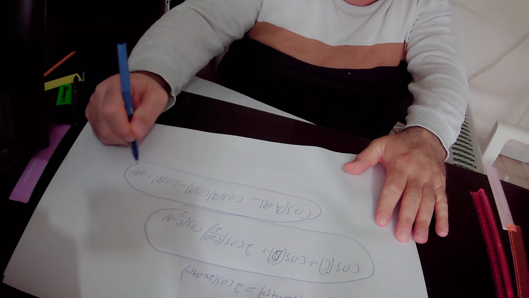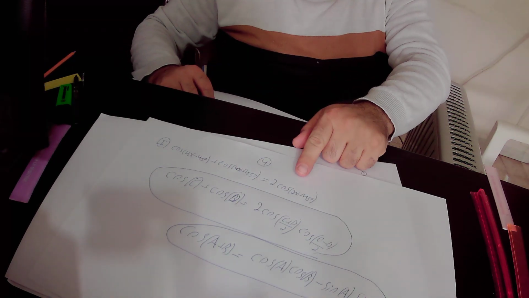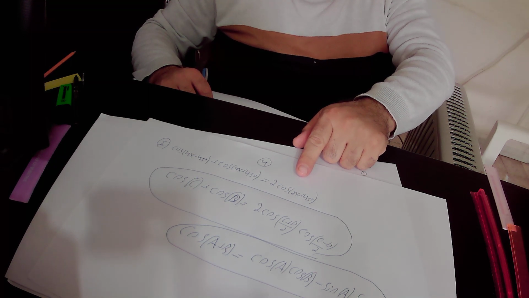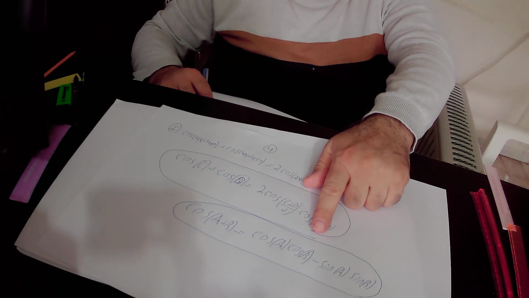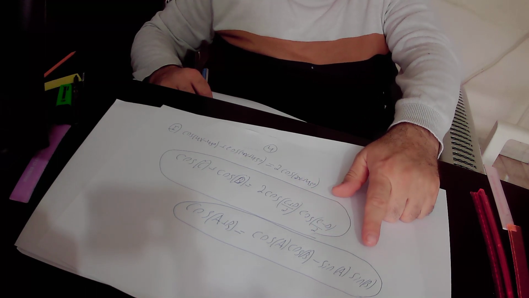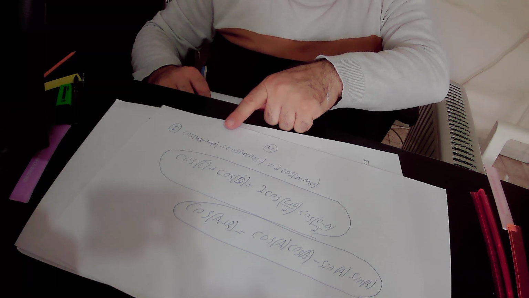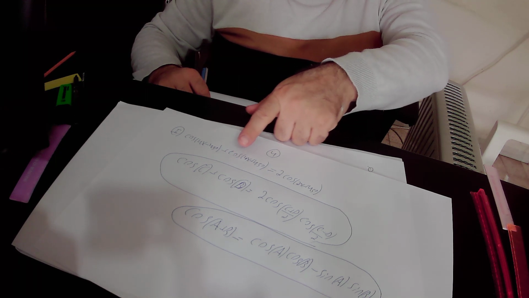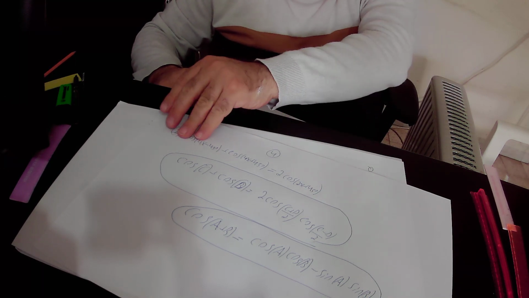I'll repeat again. In order to simplify the expression 2 cosine 2x plus 45 degrees, we will use the trigonometric identity that states that cosine A plus B equals cosine A cosine B minus sine A sine B. And for the expression on the other side of equation number 1, we will use the identity that cosine C plus cosine D equals 2 cosine C plus D over 2 times cosine C minus D over 2.